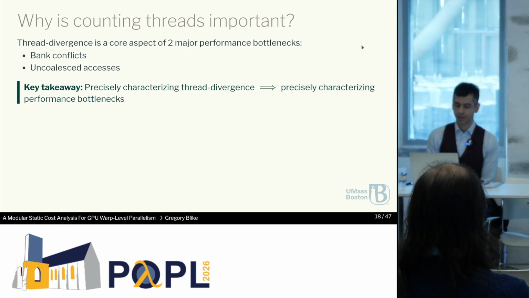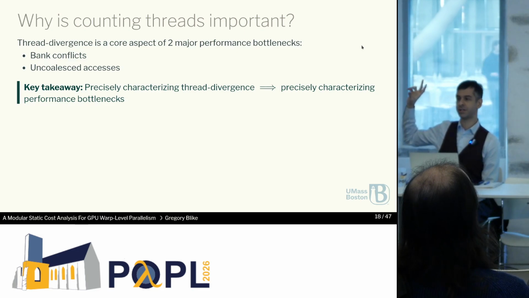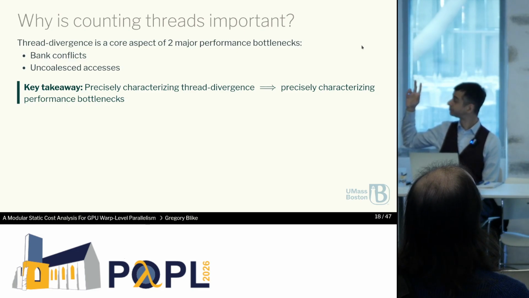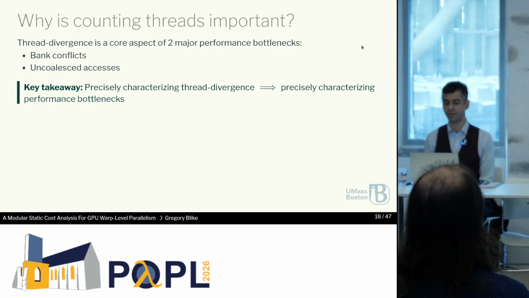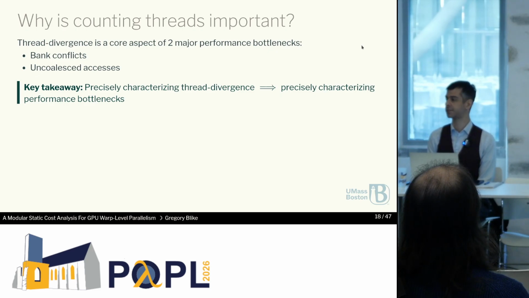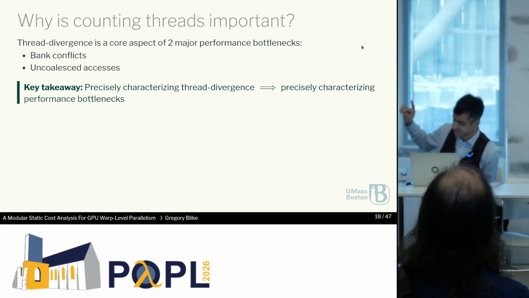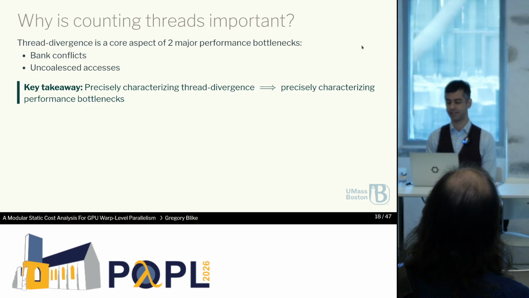And so thread divergence, which is this property of each of the threads being enabled or disabled separately from the rest, is an important core aspect of two major performance bottlenecks, bank conflicts and uncoalesced accesses, both of which are memory performance issues where threads are competing for memory bandwidth. And the key takeaway for all of this is that precisely characterizing that thread divergence is precisely characterizing the performance bottlenecks.